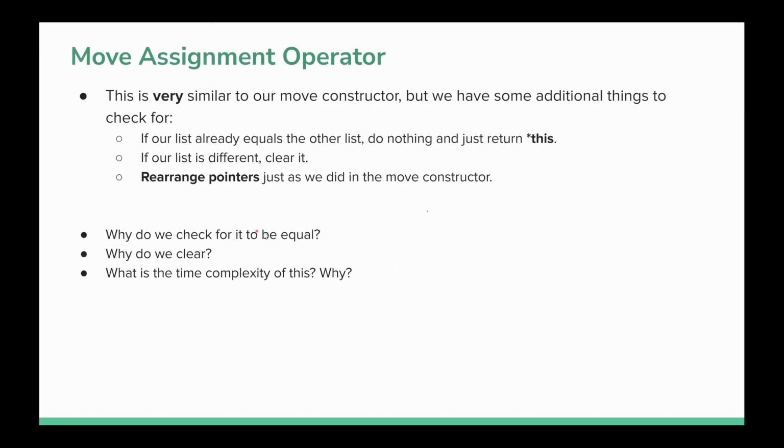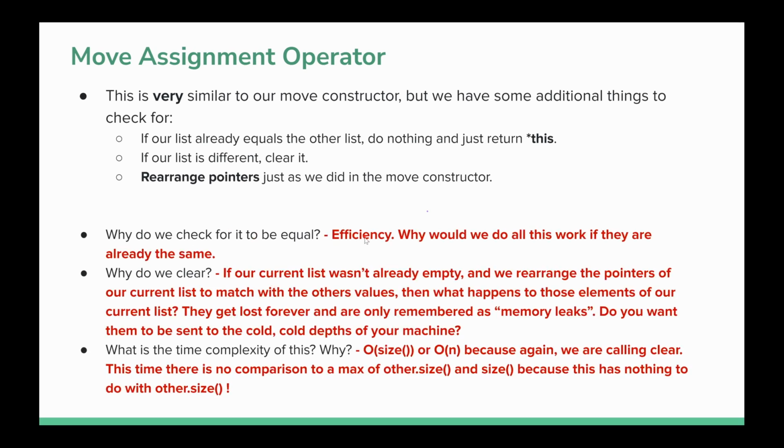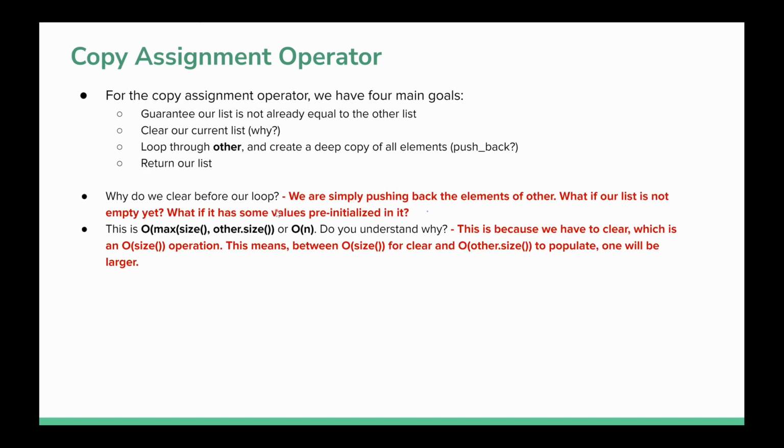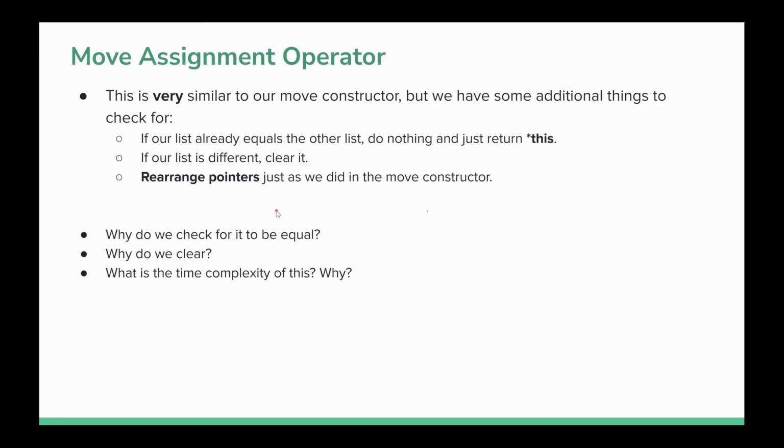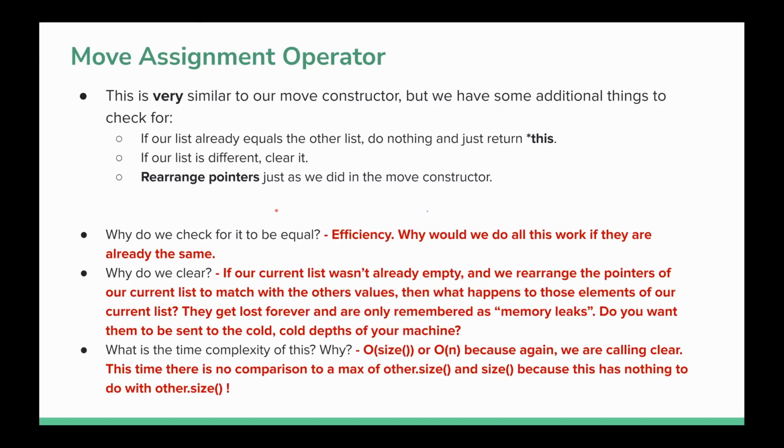All right, why do we check for it to be equal? Why do we clear? What's the time complexity? The reason we check for it to be equal, I just say efficiency. It's very similar to that of our other assignment. Why do we check for it? This bullet point's almost useless.